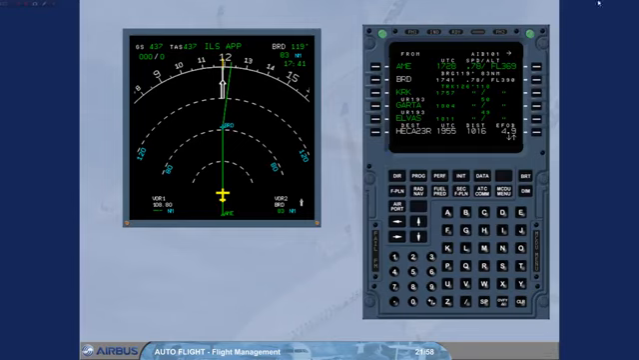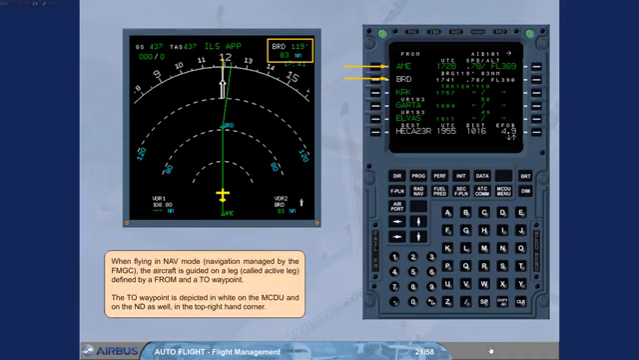When flying in NAV mode, navigation managed by the FMGC, the aircraft is guided on a leg, called active leg, defined by a from and a to Y point. The to Y point is depicted in white on the MCDU, and on the MD as well, in the top right-hand corner.